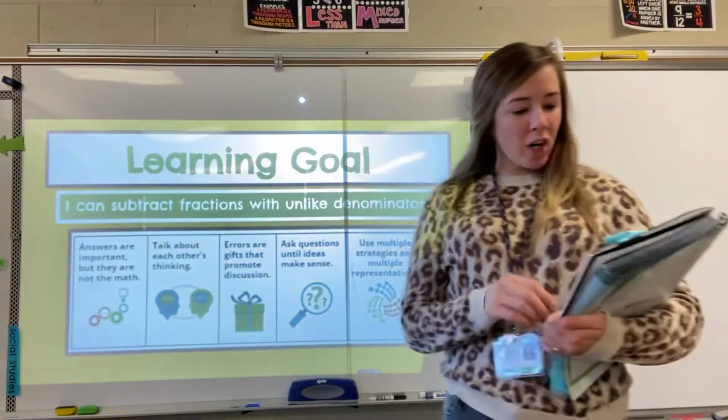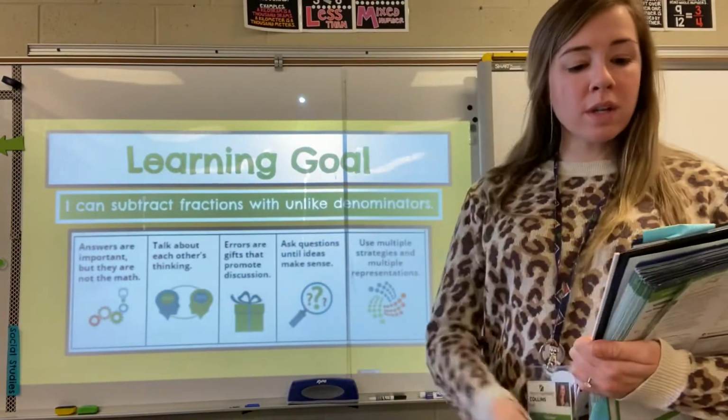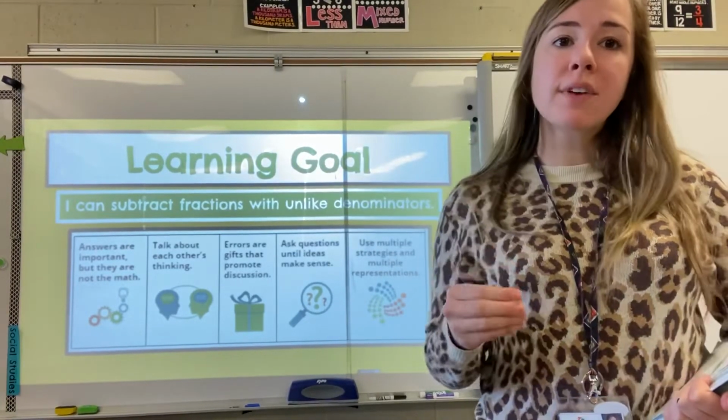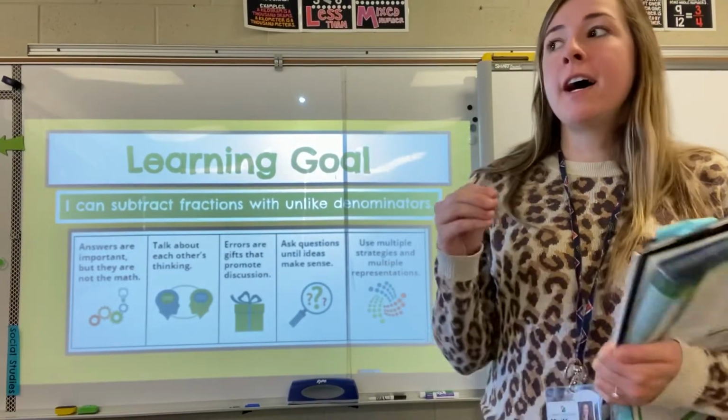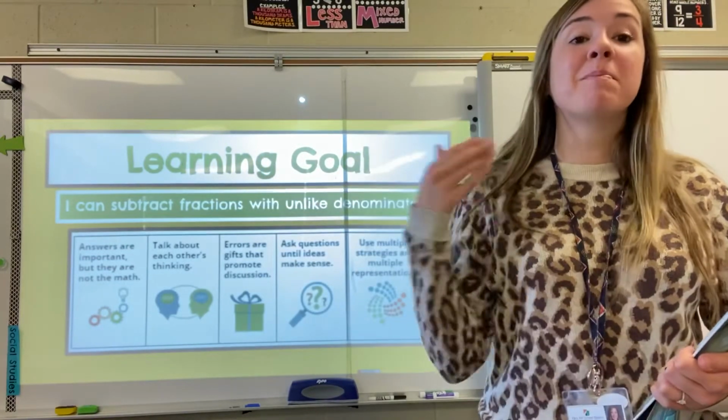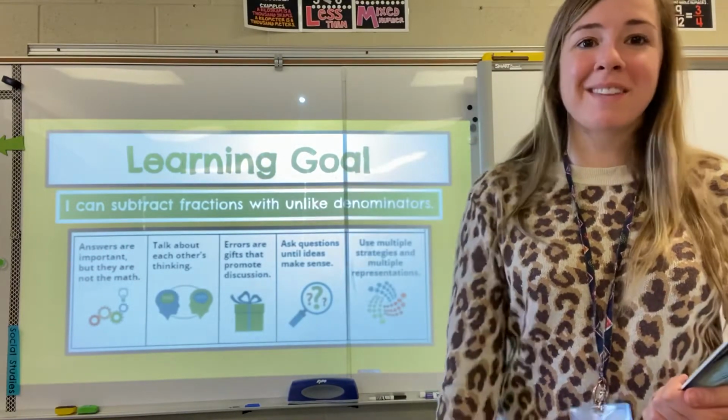Hey students, we are on lesson 7-4, subtract fractions with unlike denominators. If you think back to yesterday, we were adding fractions with unlike denominators, finding a common denominator, and then adding. We're going to do the same thing today, but instead of adding, we'll be subtracting.